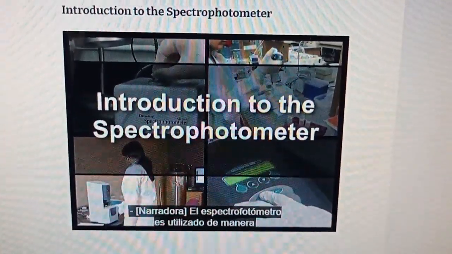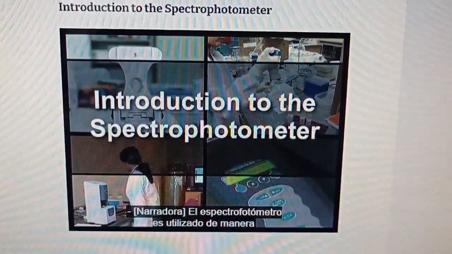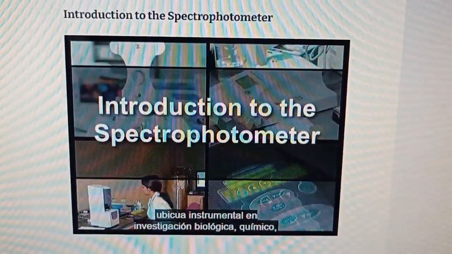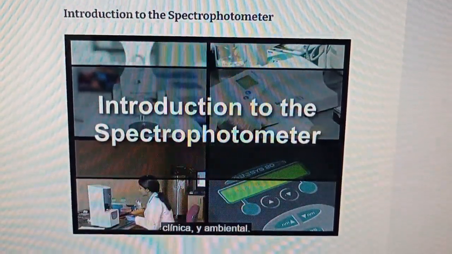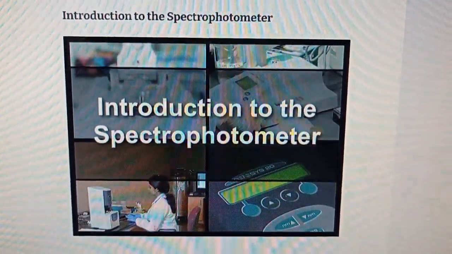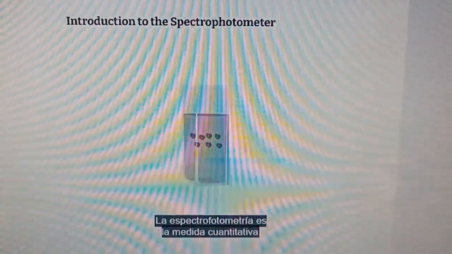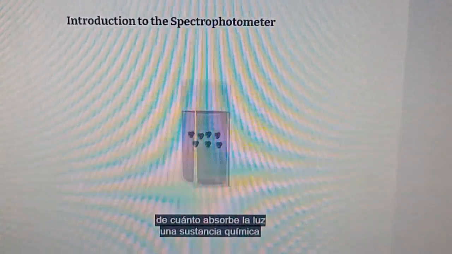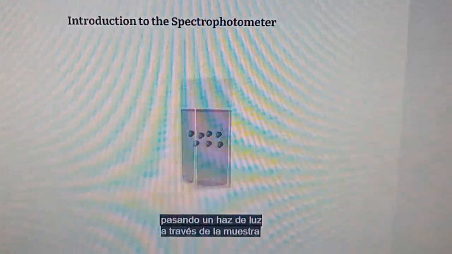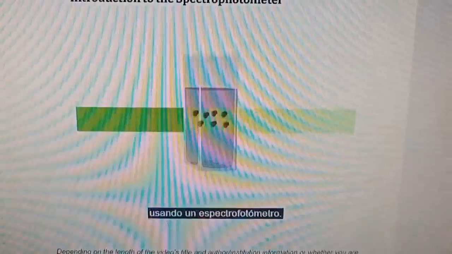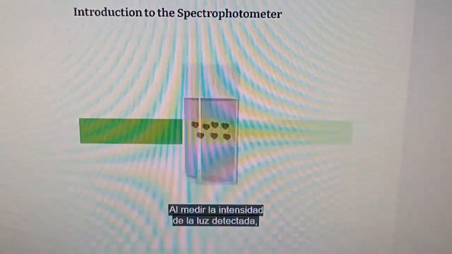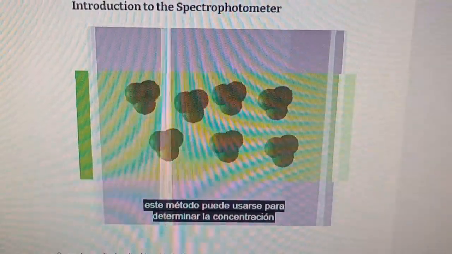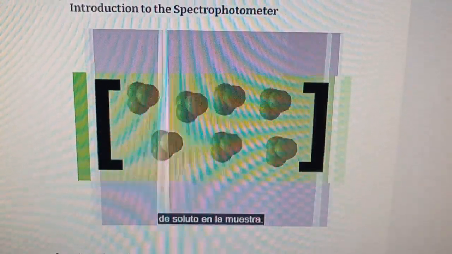The spectrophotometer is a ubiquitously used instrument in biological, chemical, clinical, and environmental research. Spectrophotometry is the quantitative measurement of how much a chemical substance absorbs light by passing a beam of light through the sample using a spectrophotometer. By measuring the intensity of light detected, this method can be used to determine the concentration of solute in the sample.